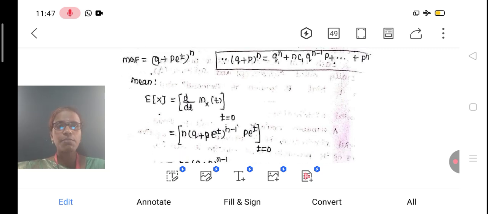So with respect to t, I have to see only the t terms. The remaining are all constants. So it is of the form x power n. What is the derivative of x power n? Yes, it is n into x power n minus 1.